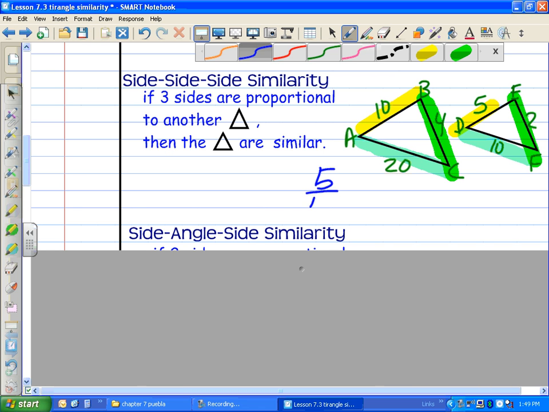I have 5 to 10. It doesn't matter which order you put it in. I'm going to do 5 first and 10 right there. Then my other ratio is 10 to 20. And then the last one is 2 to 4. Now, do all these have similar ratios? This first one, if I reduce it, is 1/2. The next one, if I reduce it, is 1/2. The next one, 1/2. They're all 1/2 ratios. So guess what? You can say, yes, they're all proportional to each other. Therefore, it's similar.